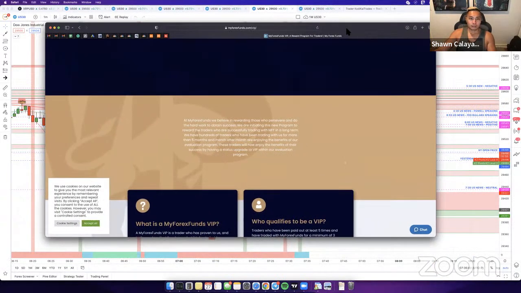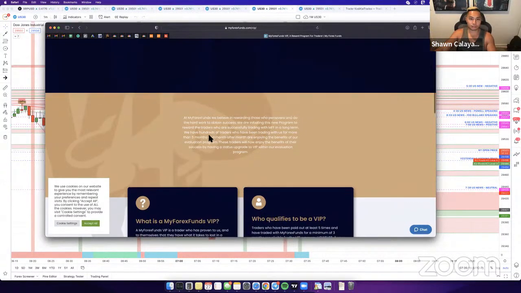At MyForexFunds, you believe in rewarding those who persevere and do hard work to obtain success. We're initiating a new program rewarding traders who are successfully trading with MFF in the long term. We have hundreds of traders who've been trading with us for more than 5 months and month after month enjoying benefits of our evaluation program.